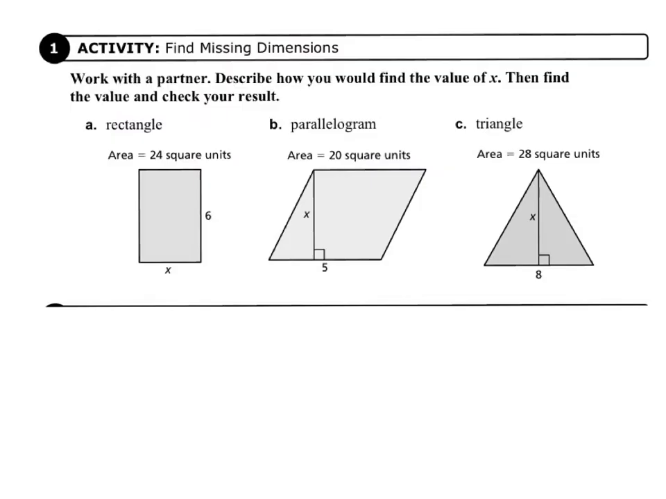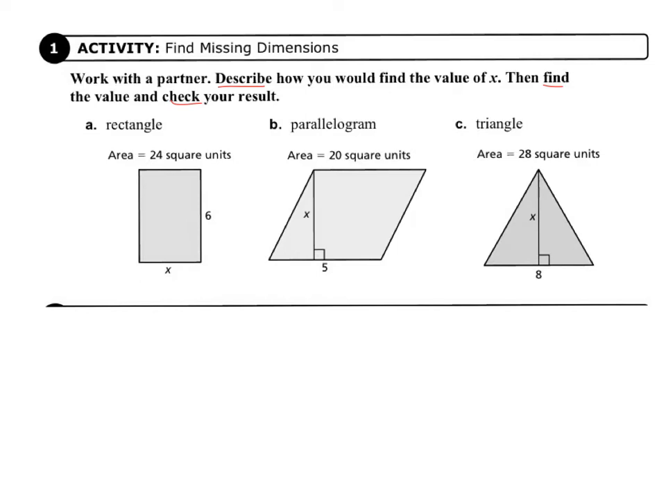Today we'll be working on page 159 in your record and practice journal. Your directions are: describe how you would find the value of x, then find the value and check your result. So we have a couple of different verbs here. We need to describe, we need to find the value, and we need to check our result. So we're looking for three things.